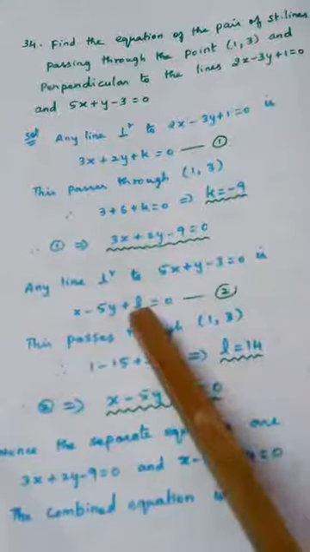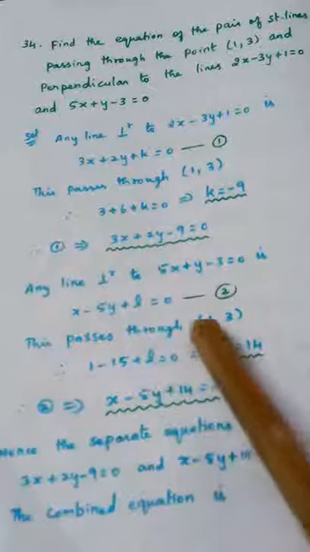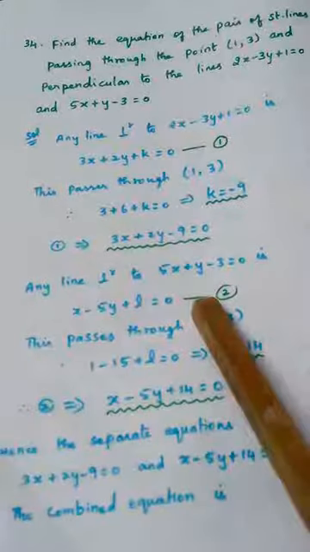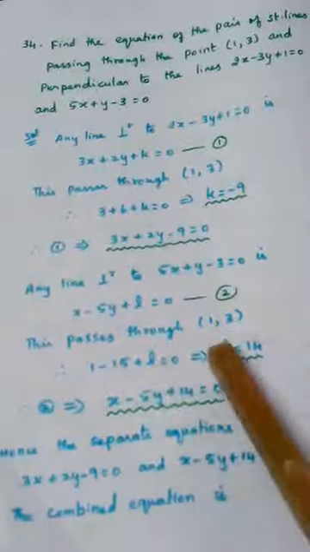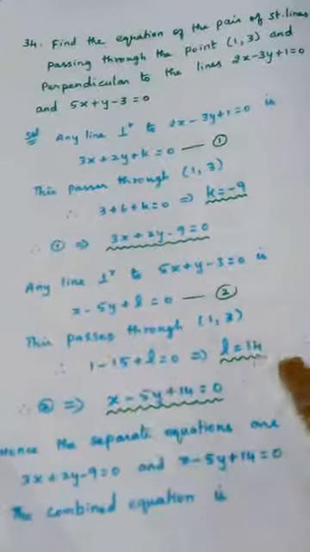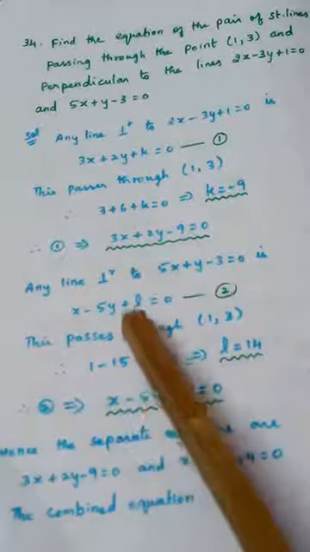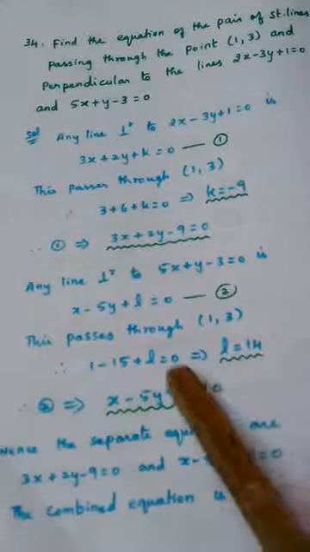Equation number 2. This also passes through which point? 1, 3. So this passes through 1, 3. Substitute x as 1 and take y as 3 in this second equation. It becomes like this. From that we are getting L value as 14. Here minus 14, other side plus 14. What we will do next? Substitute L value in second equation. Second equation gives x minus 5y plus in place of L 14 equal to 0. So what is this? Second separate equation.